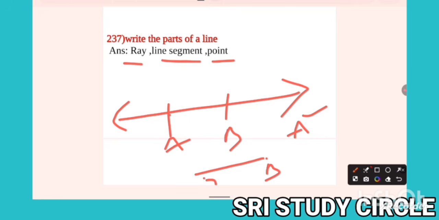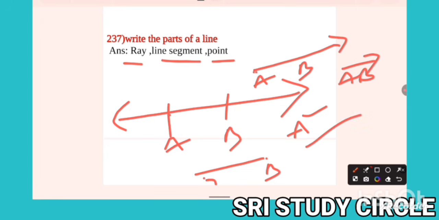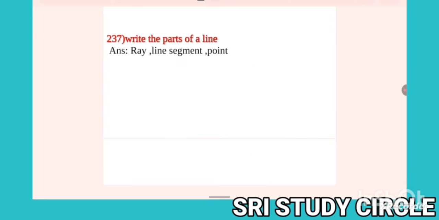Suppose from a line, a ray starts from A. This point is A, and this is B. This is known as AB ray. Point A, AB ray, AB line segment. Okay.